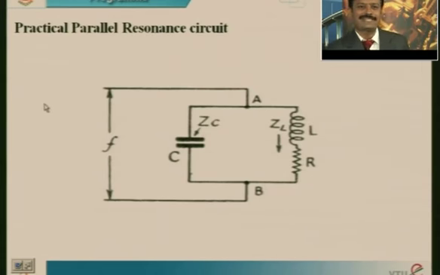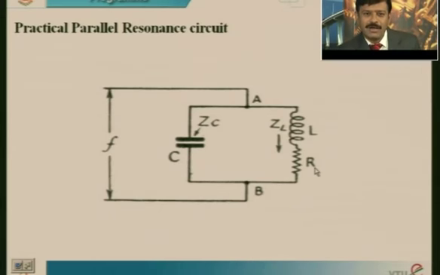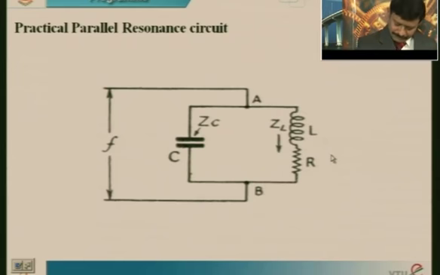Next, coming to the practical parallel resonance circuit. The parallel resonance circuit can be expressed in this way also. R and L in series, and for this combination, C is connected in parallel. So, we can form one more expression for this.